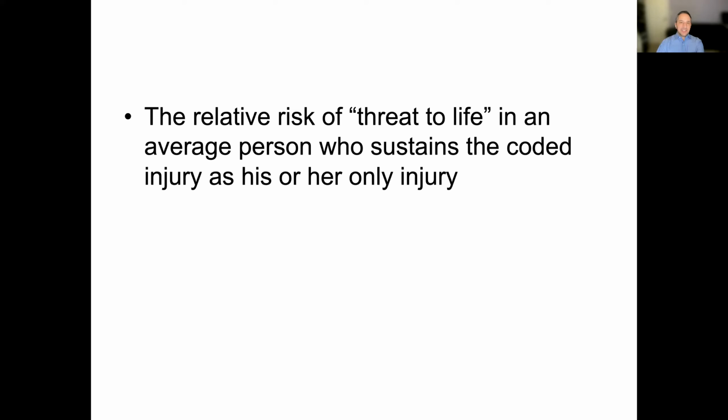And when it says here an average person who sustains the coded injury, there are some qualifiers in the AIS that are related to age. For example, something like a lung contusion or a rib fracture. If an 80 or 85-year-old gets a lung contusion, a bruise on their lungs, or a rib fracture, it can be very serious. But if an 8-year-old gets the same injury, there's usually no sequela of that. And so there are some age-specific qualifiers for AIS.